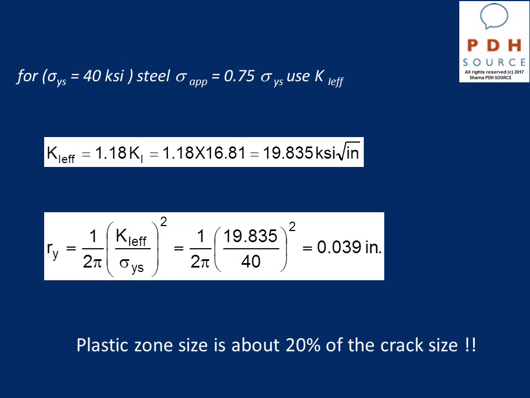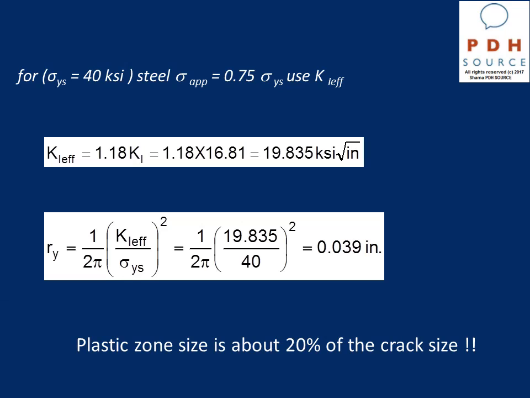Now, for 40 ksi steel, this is a more ductile steel, the applied stress is basically 75% of the yield stress. And in this case, we are going to use K1 effective. So we are going to multiply the value that we obtained earlier by 1.18, and this is going to be equal to 19.835 ksi multiplied by square root of inch.